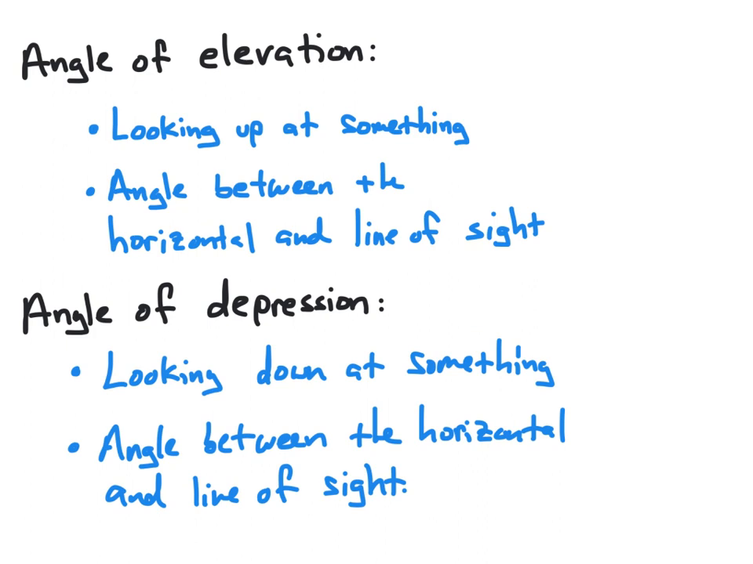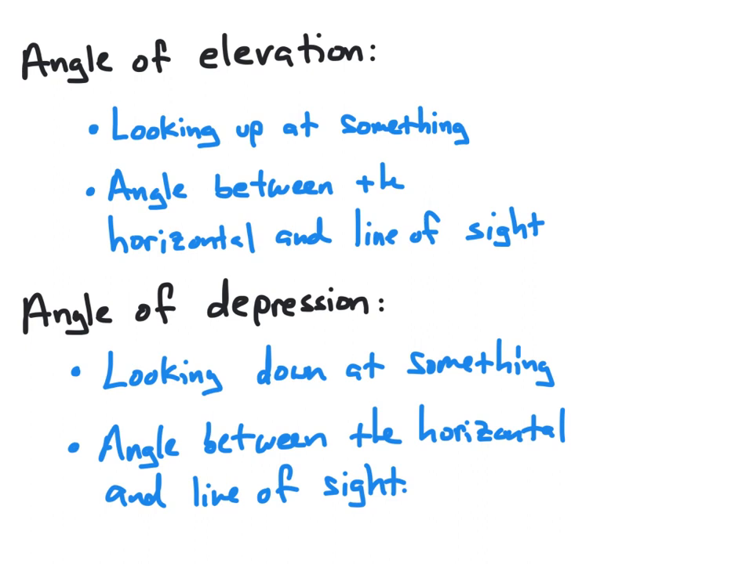Many real-world examples involving right triangle trigonometry involve either an angle of elevation or an angle of depression. So we quickly review these two concepts here. An angle of elevation occurs when someone is looking up at something from a fixed position. The angle of elevation is measured between the horizontal and the line of sight. For example, if someone is standing on the ground and looking at the top of a tree, the horizontal is the ground, and the line of sight is the line from the person to the top of the tree. And the angle between the horizontal and the line of sight to the tree would be the angle of elevation.